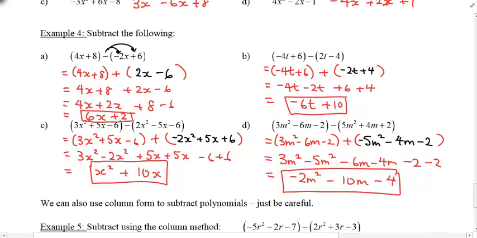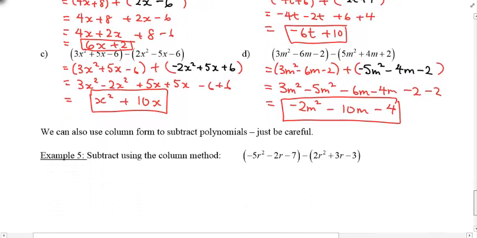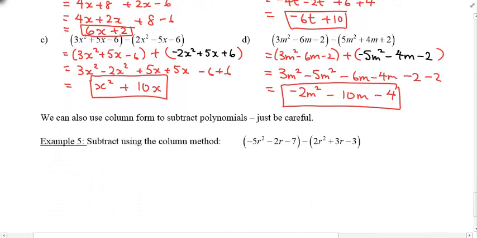And then finally, just like how when we did adding, we could use this column form, we can do the same thing for subtracting. Just be a bit careful. So same idea, let's line them up. So negative 5r squared minus 2r minus 7. And then underneath, let's put 2r squared plus 3r minus 3. And once again, let's put a minus sign in front, and we're going to subtract.